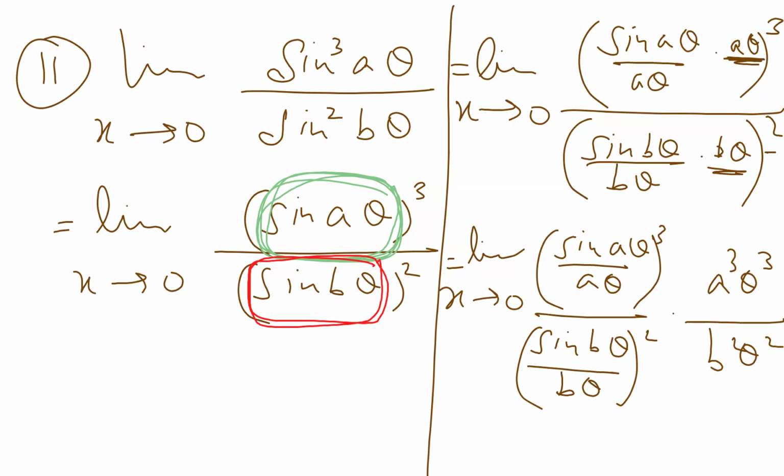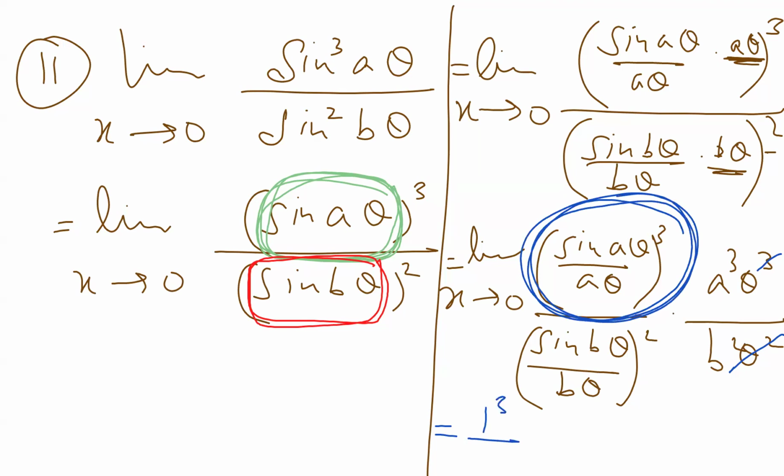Now can I cancel the theta? Can I write only theta? Yes or no? Yes, sir. Okay. Now tell me what is the value of this? 1 cube, which is 1. Perfect. This part is 1 square. Okay. A cube upon b square. But then we are left with this theta.